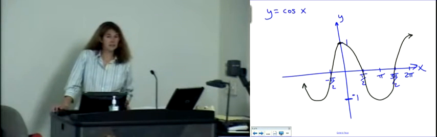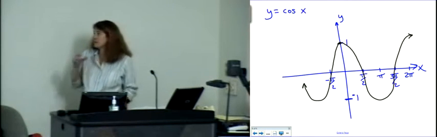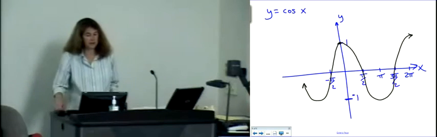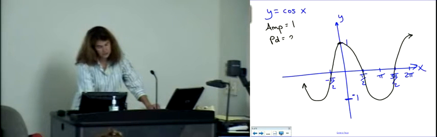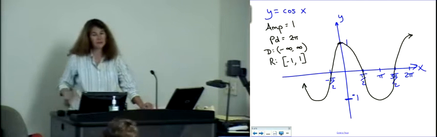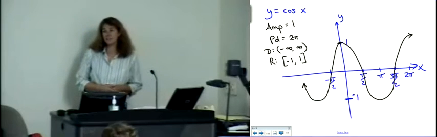To get the secant, we would do the same as we did with the sine for the cosecant. We would put the U shapes off of the curves here. Okay, so we'll leave that part as it is. The amplitude here is still 1. Period is still 2 pi. The domain is still all real numbers. And the range is still from -1 to 1. Okay, so it's very much like the sine function.